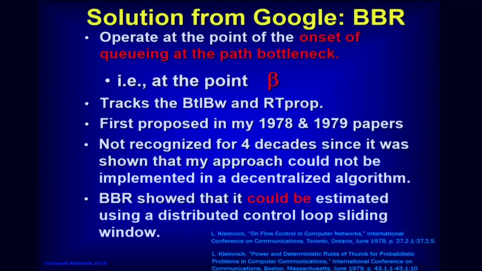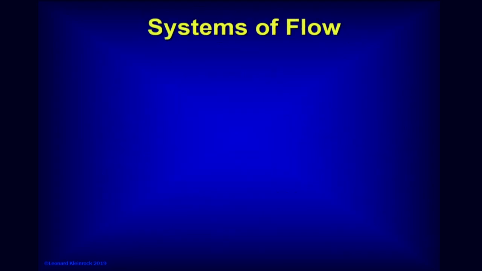However, BBR showed you can actually get that information in a distributed system if you estimate it over a distributed amount of time using a kind of sliding window approach. So the folks at Google recognized that. They went back to this paper and said, let's implement that as this new thing called BBR. So keep that in your mind as I show you some of the implications of this idea.